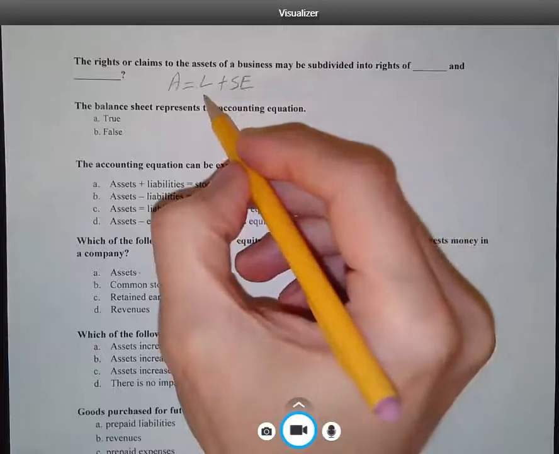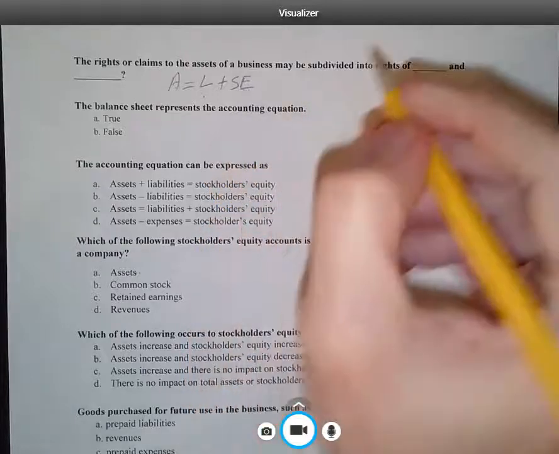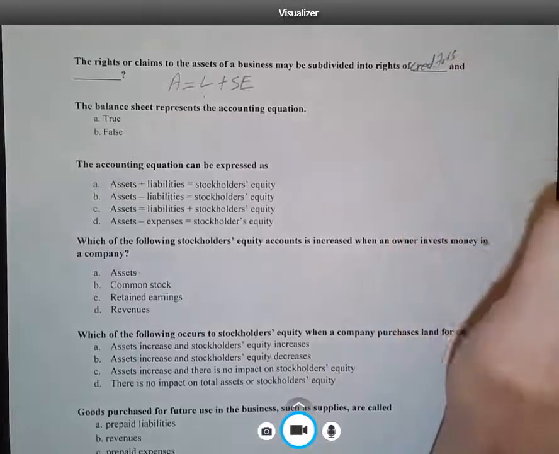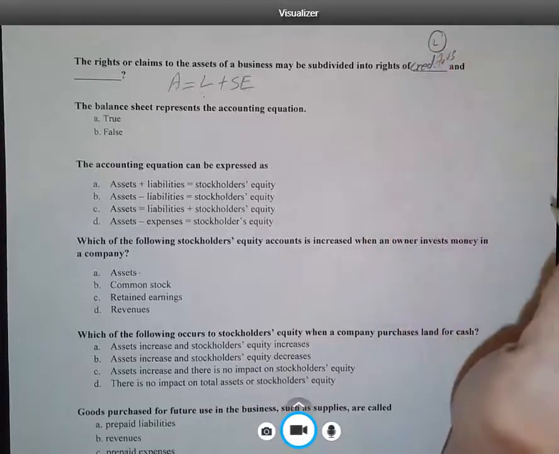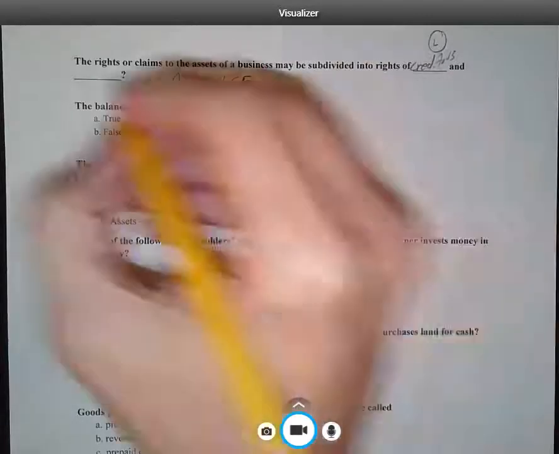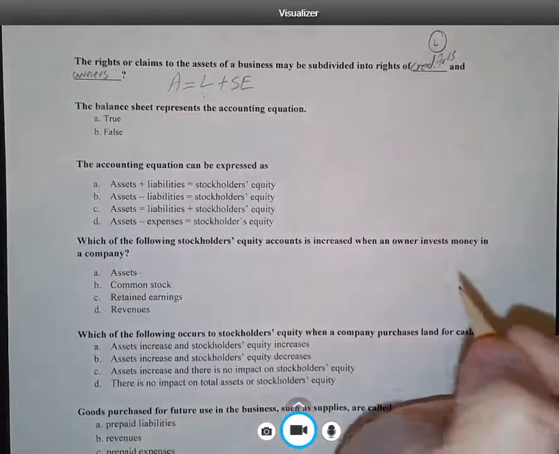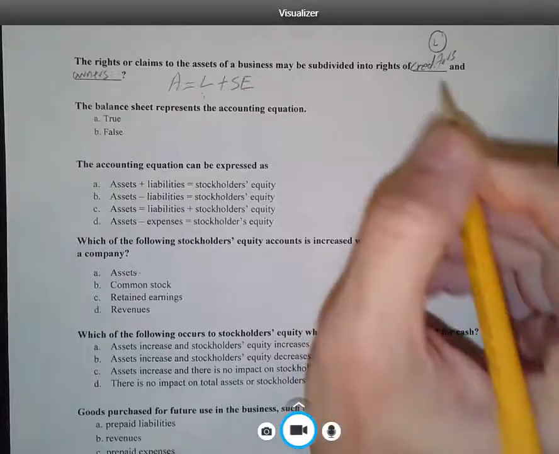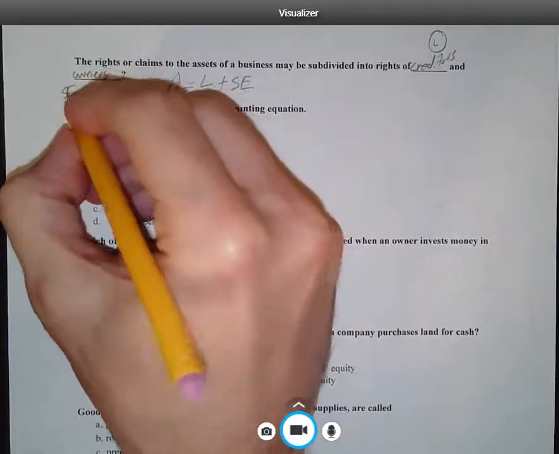So liabilities, what are liabilities? They're debts owed, obligations to who? Well, to creditors. Okay, creditors. And I'm just going to circle an L here, liabilities. Stockholders' equity, who are stockholders? Stockholders are owners. So the rights or claims to the assets of a business may be subdivided into rights of creditors and owners. Okay.